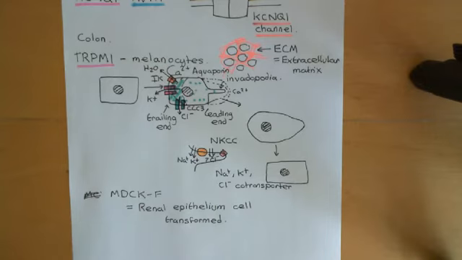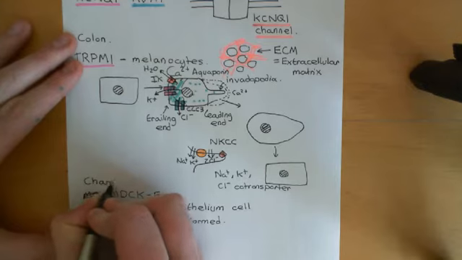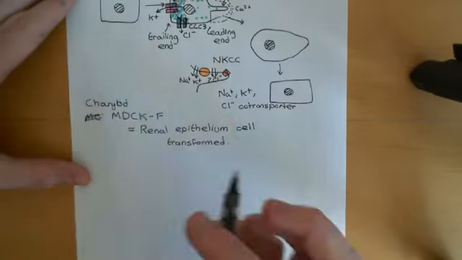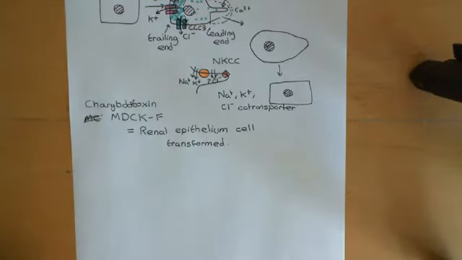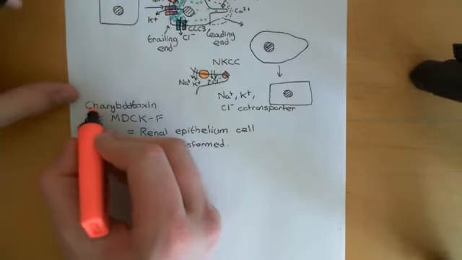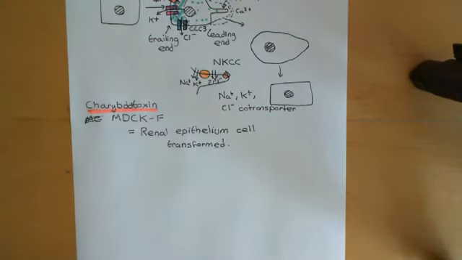Well, by blocking that intermediate conductance calcium-activated potassium channel. It turns out there is a very effective toxin, I believe a scorpion toxin, which is capable of blocking that channel. This is what's known as charybdotoxin. Charybdotoxin is capable of blocking the intermediate conductance calcium-activated potassium channel and is actually capable of blocking migration in these MDCKF cells, which are transformed renal epithelial cells.